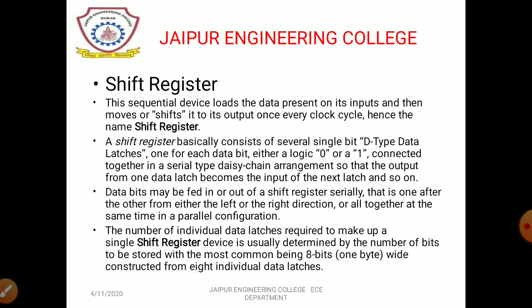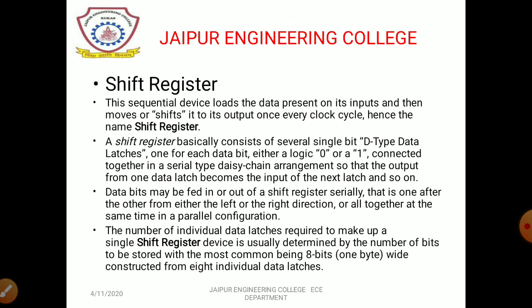We know that one flip-flop can store one bit of information. In order to store multiple bits of information, we require multiple flip-flops. The group of flip-flops which are used to hold the binary data is known as a shift register.